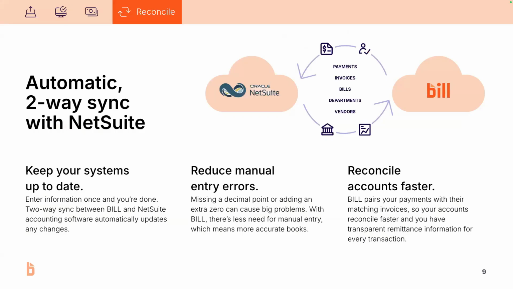I mentioned it a little bit. We do have an automatic two-way or bi-directional sync with NetSuite. So high level, you can add new vendors in Bill, or you can add new vendors in NetSuite. When you run a sync, the systems are going to communicate back and forth. This is going to eliminate dual entry. You're only going to have to enter things one time, run a sync, and it'll pull back and forth.